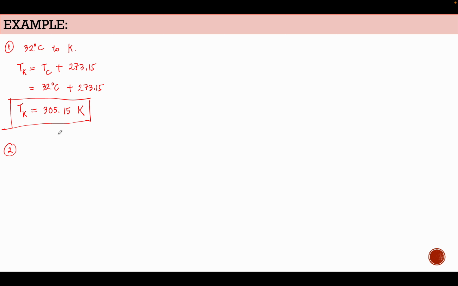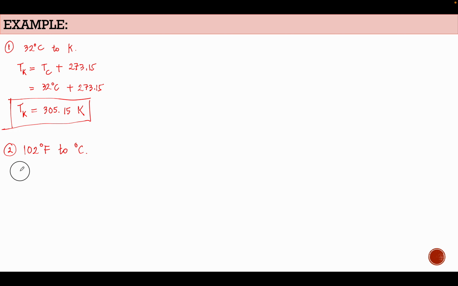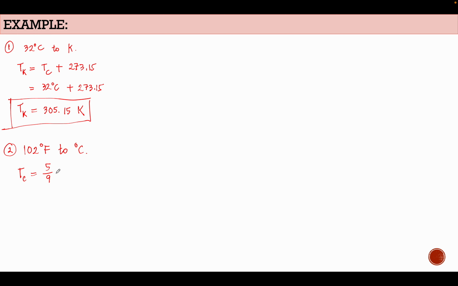Okay, let's try another example. Let's say we have 102 degrees Fahrenheit to degrees Celsius. So it is from Fahrenheit to Celsius. Let's go back to the equation. Out of these three equations, we will be using equation number 2 to get the temperature in terms of Celsius. So the temperature in Celsius is equal to 5 over 9, then open parenthesis, T sub F minus 32 degrees, close parenthesis.